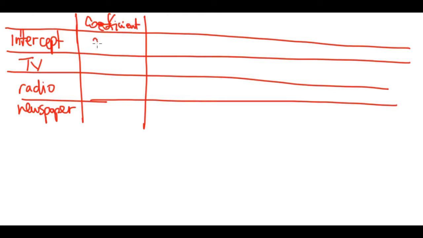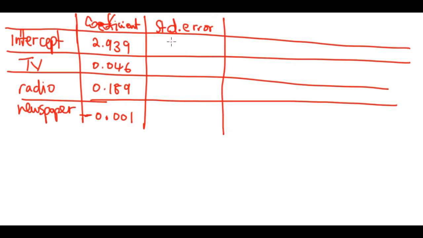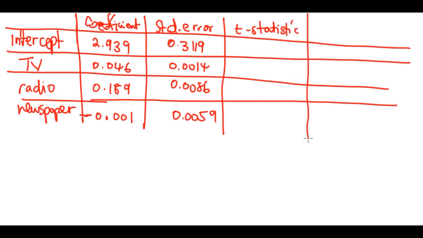For the intercept, it's going to say 2.939, then 0.046, 0.189, and then minus 0.001. Then it's going to give us the standard error for each of those betas, which is 0.3119, 0.0014, 0.0086, and 0.0059. And here it's going to give us our t statistic: for the first one 9.42, the second one 32.81, the third one 21.89, and for this one minus 0.18.